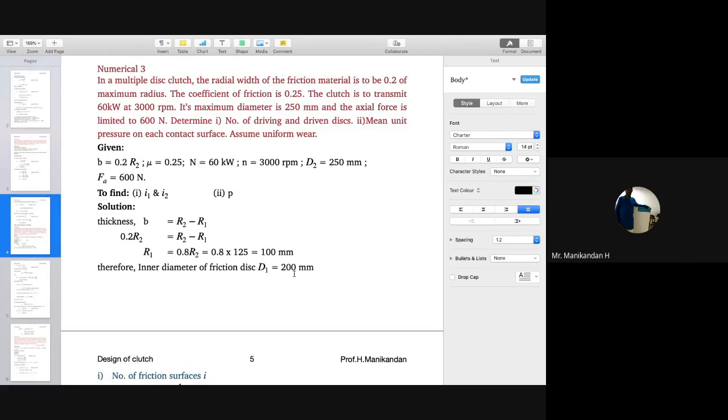So the third problem is like this: in a multiple disc clutch, the radial width of the friction material is to be 0.2 of maximum radius. The coefficient of friction is 0.25. The clutch is to transmit 60 kilowatt at 3000 rpm. Its maximum diameter is 250 mm and the axial force is limited to 600 Newton. Determine number of driving and driven disc and mean unit pressure on each contact surface. Assume uniform wear. Yeah, this is some sort of new sort of problem.